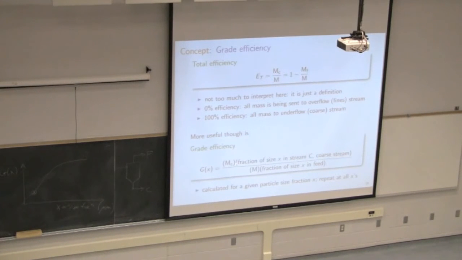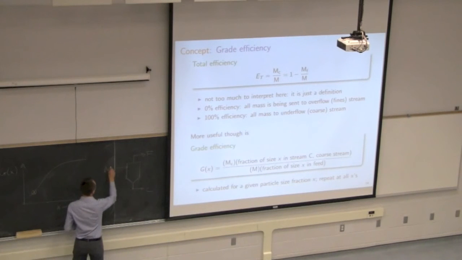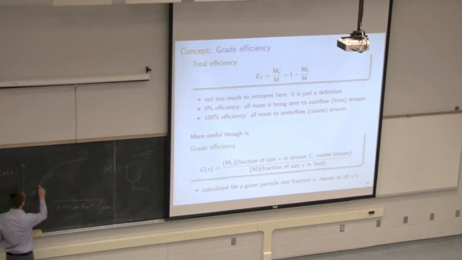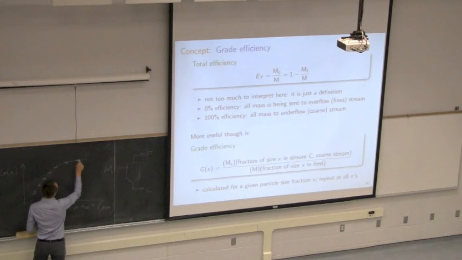Multiply that by the mass flow of the coarse stream. That's my numerator. My denominator is the total mass of 5 microns that came in, that percentage, multiplied by the mass flow. So it's a ratio of what's reporting to the coarse stream divided by what's entering my cyclone in the feed. So there's my mixed feed, and we're simply taking the ratio of those masses. We'll calculate that for each particle size, so I can do that for 5 microns, 10 microns, and so forth, and then I generate this g of x diagram.